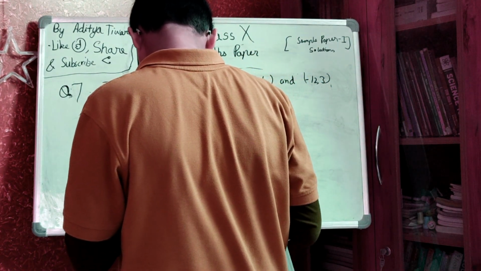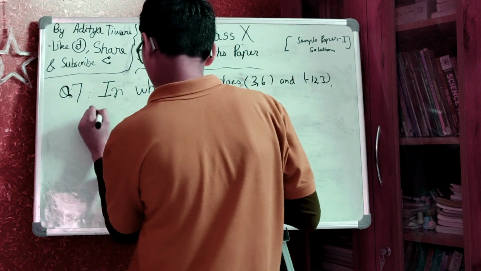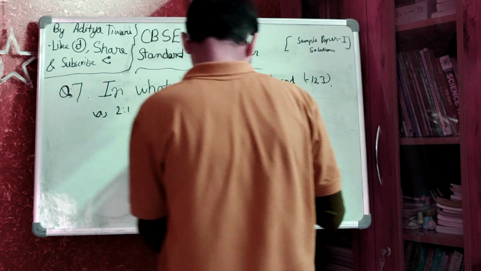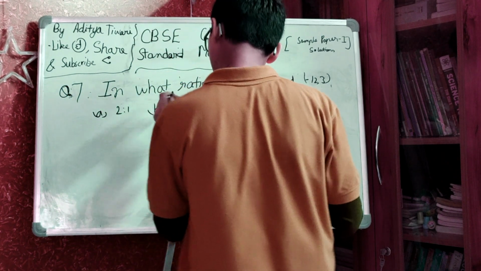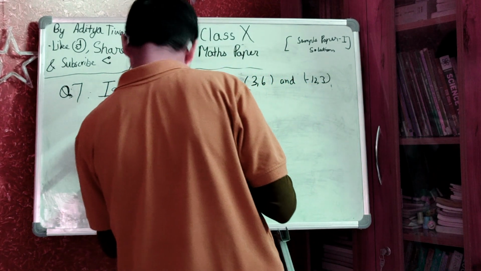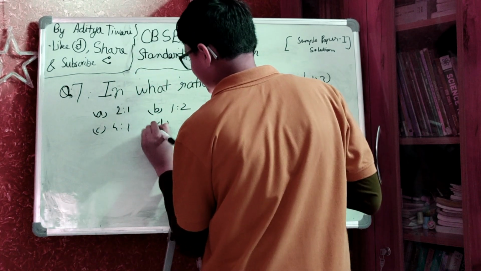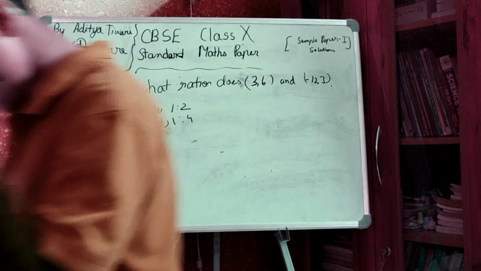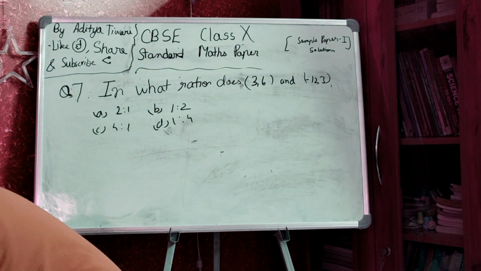It will be great for you. Okay. Option A is 2 to 1. Option B is 1 to 2. Option C is 4 to 1. Option D is 1 to 4.